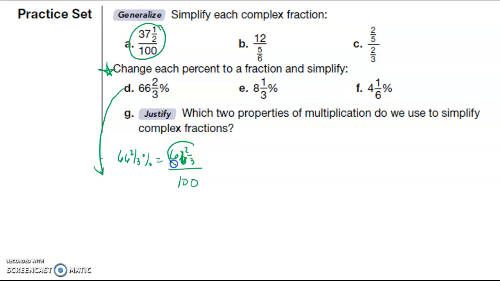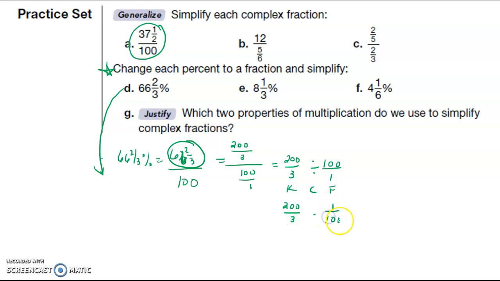Okay, so I'm going to popcorn this. 66 times 3 plus 2 is 200. 200 all over 3 divided by 100 over 1. Or we can write it like this. Keep change flip. 1 over 100. I get 200 over 300. Cancel my zeros. And I get 2/3.